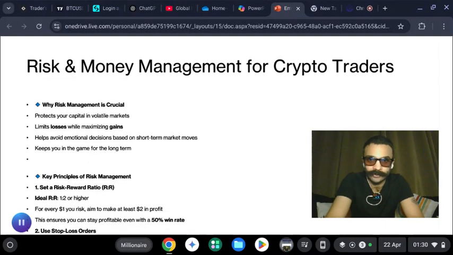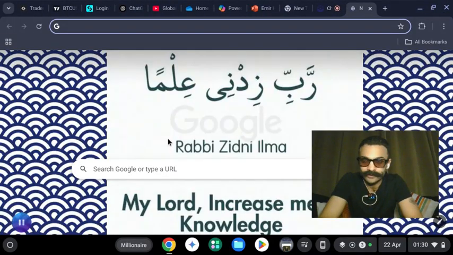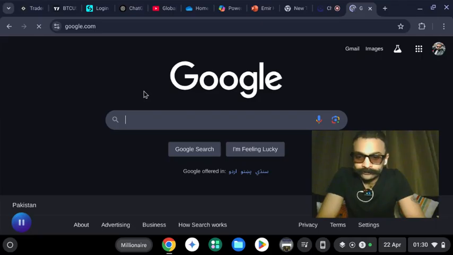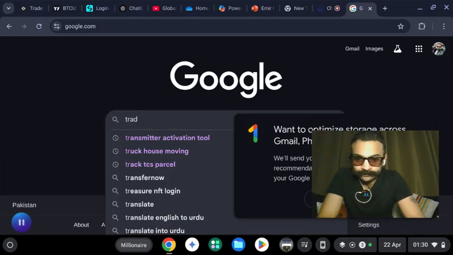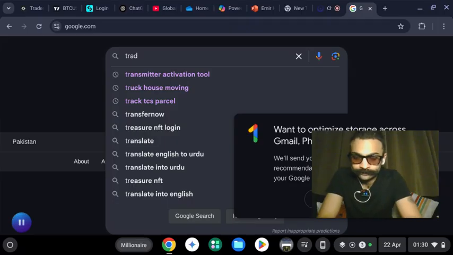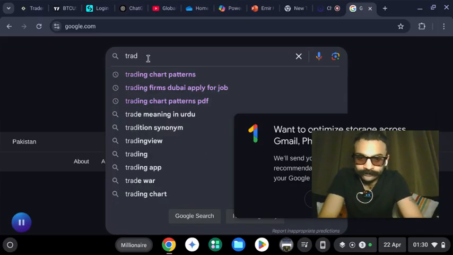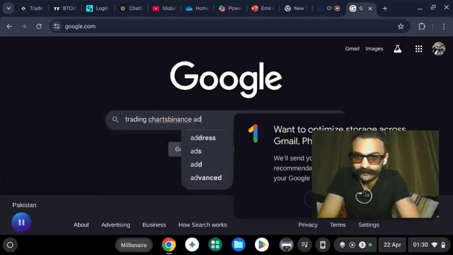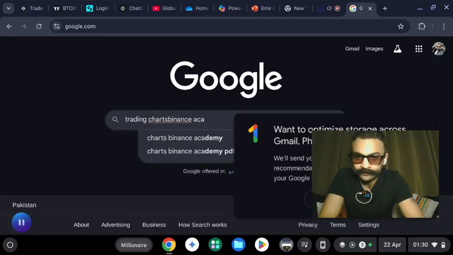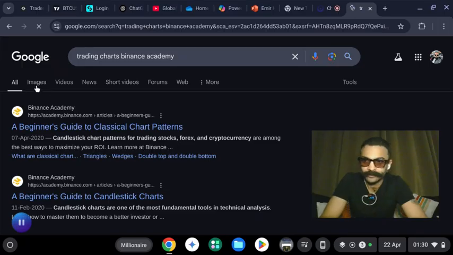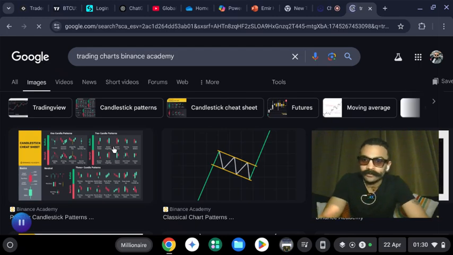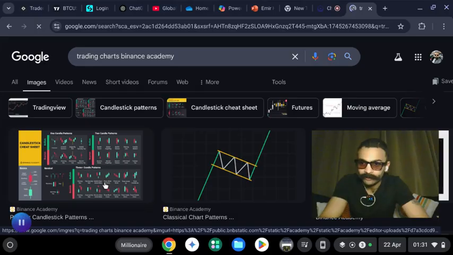So let me quickly show you the chart. Let's go here. Binance. You can download it from there too if you want to keep it with you. This is an academic source, I would say.